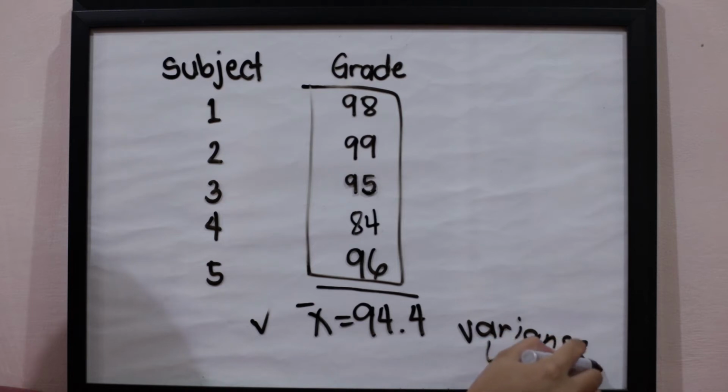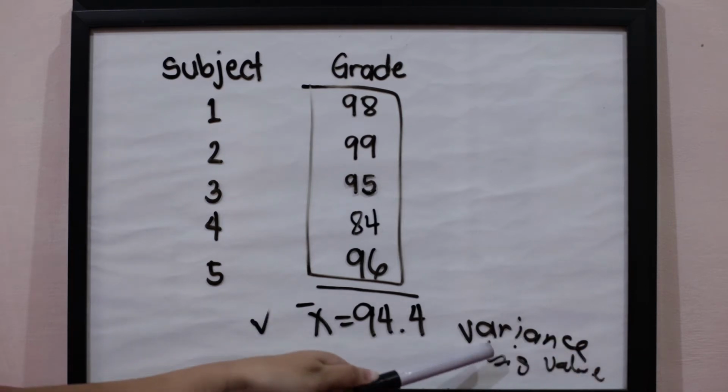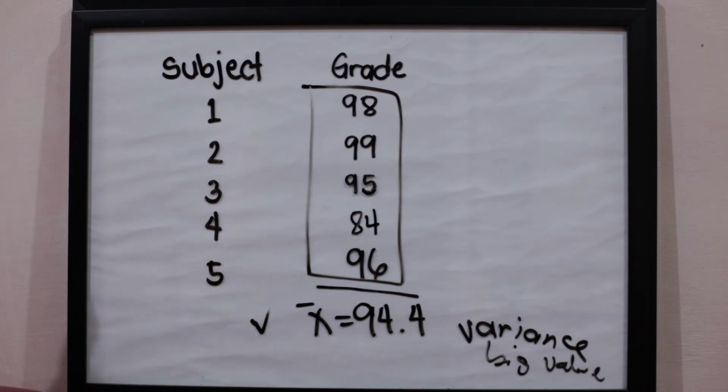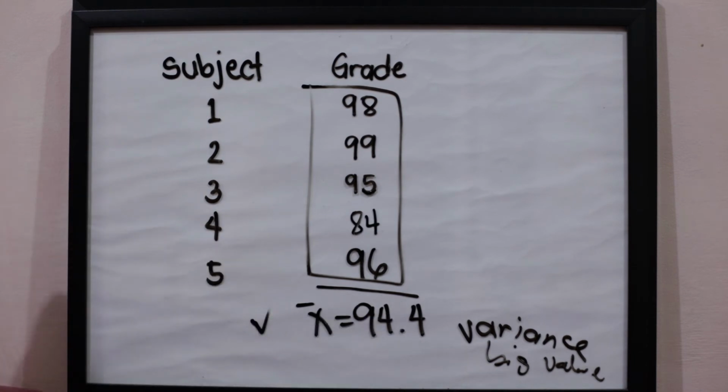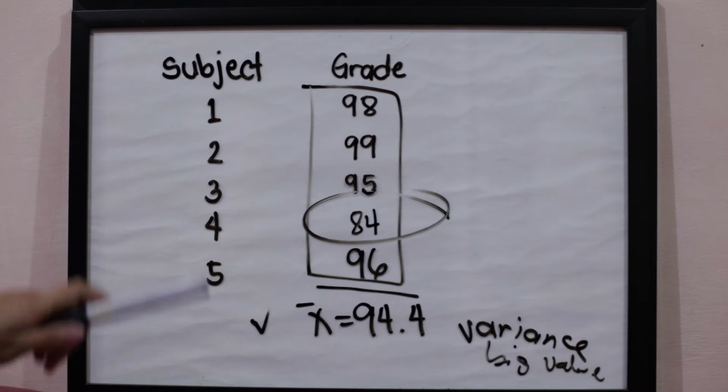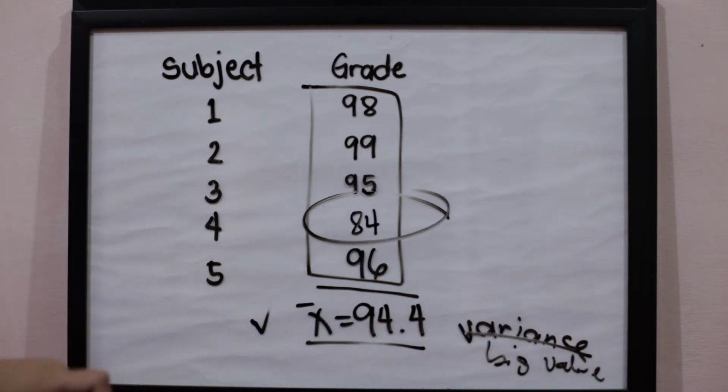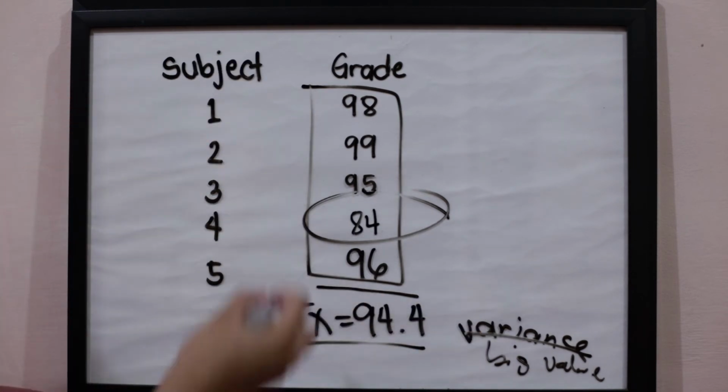So, ibig sabihin, dahil big yung value niya, this might be the reason kung bakit hindi ka makakapasok ng highest honors. Na kung titingnan mo, i-relate mo siya sa raw scores mo, dahil dito sa grade na 84, hindi ka makakapag highest honor kahit ang grade mo is 98, 99, 95, and 96. So, parang ganun yung reason kung bakit tayo kumukuha ng mean, bakit tayo kumukuha ng variance. Kasi from here, makikita natin yung na-foresee natin etong mga raw scores na to.